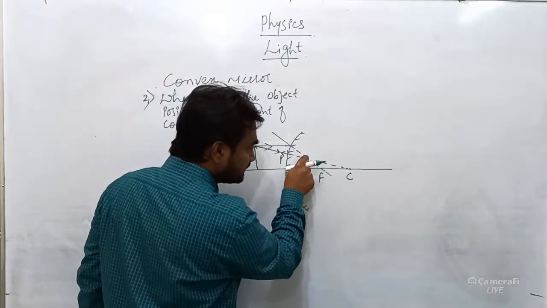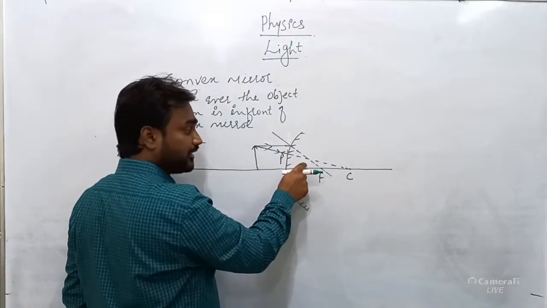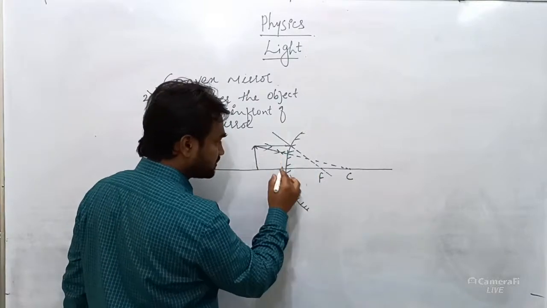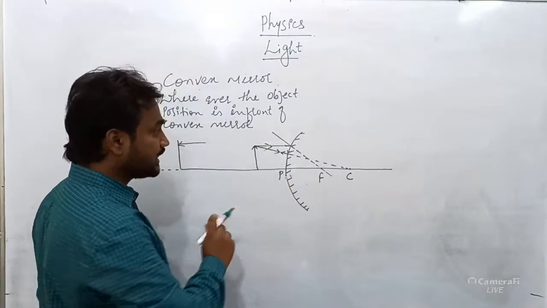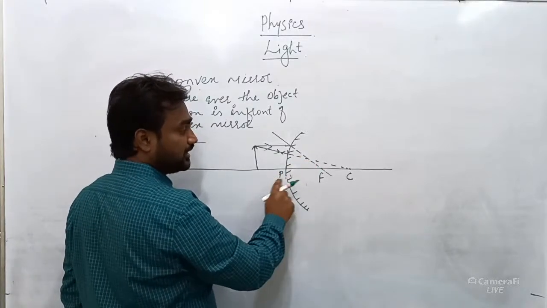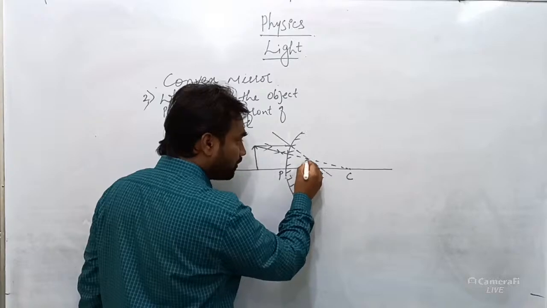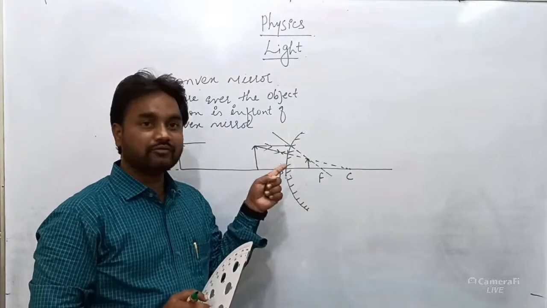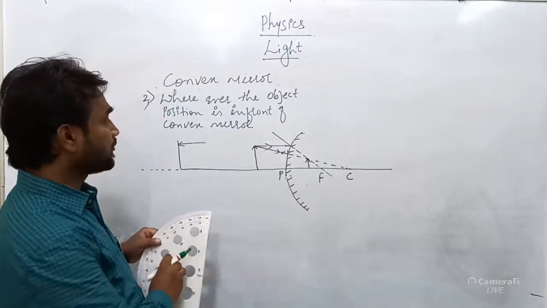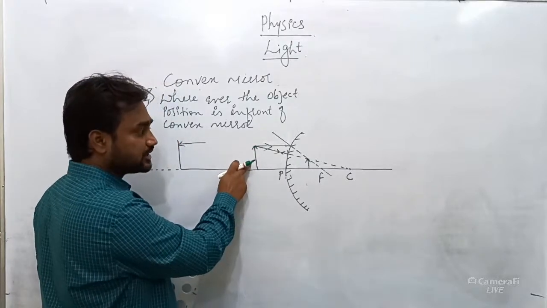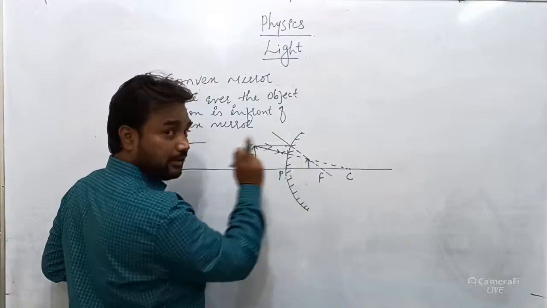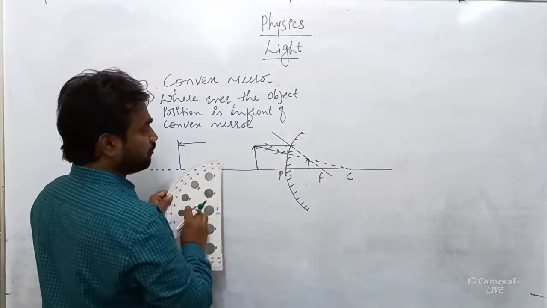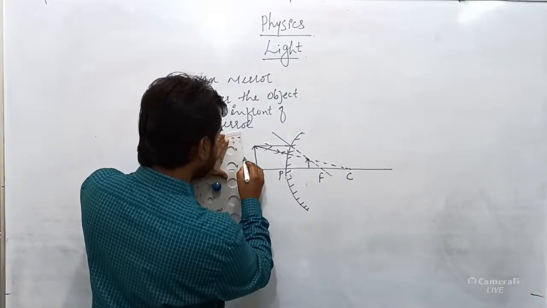Now if you find these two, this is also a reflected ray, this is also a reflected ray, you can find that the two reflected rays are meeting in between P and F. Which means the image is formed between P and F, and where they are meeting, there you draw the arrow mark. You can see the object size is larger, and when you compare it to the image, the size of the image is smaller, that is, diminished.